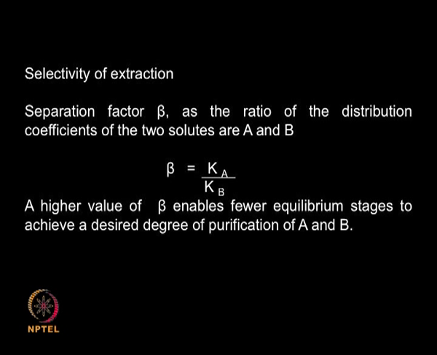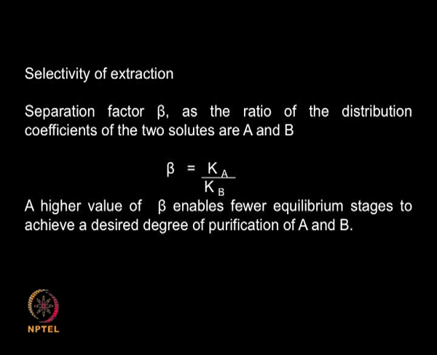If Ka and Kb are almost equal, then my beta will be almost equal to 1. That means when I am using this solvent for extraction, I will be extracting both A and B. Then later on I may have to separate A and B again. If I am interested only in A, then B is a wasteful product which is also getting extracted. So I need to select a solvent which will have more selectivity towards A than towards B.